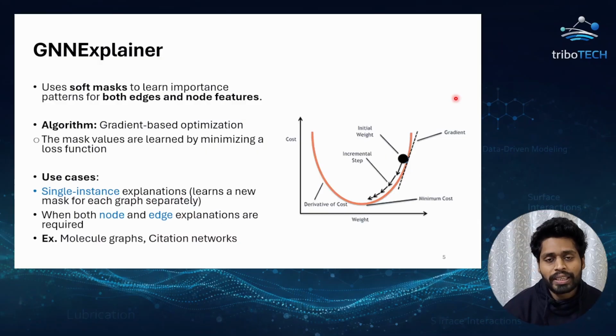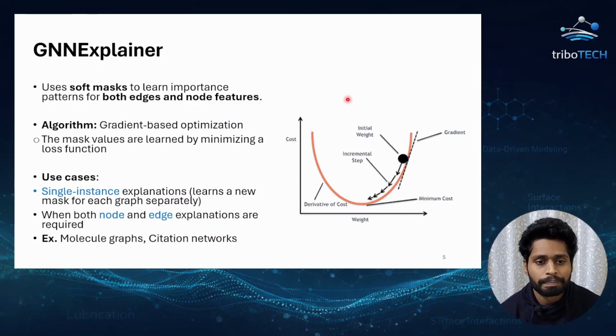The other use case of GNN explainer is when both node and edge explanations are required. If you're interested in both node and edge explanations, it's better to go with GNN explainer as your tool. Their examples are molecular graphs, citation networks, and further they can be applied in other graph machine learning problems very well if they belong to these use cases, right?